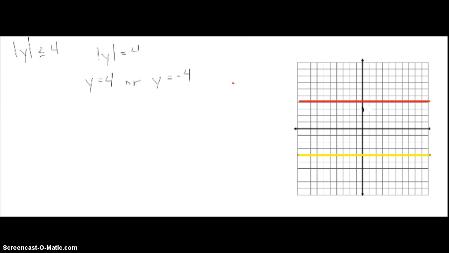So the part that I'm going to shade, sorry about that, I lost my line there.